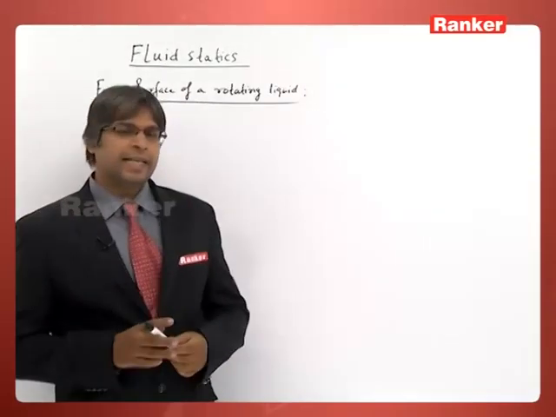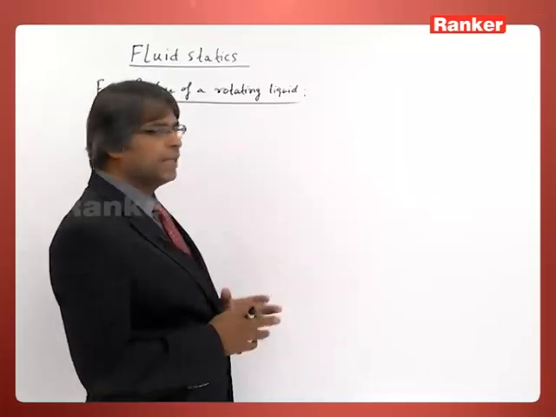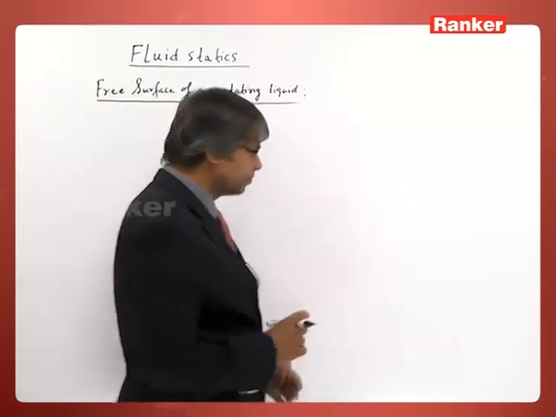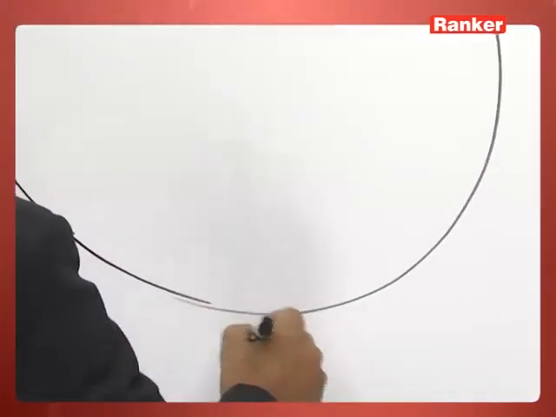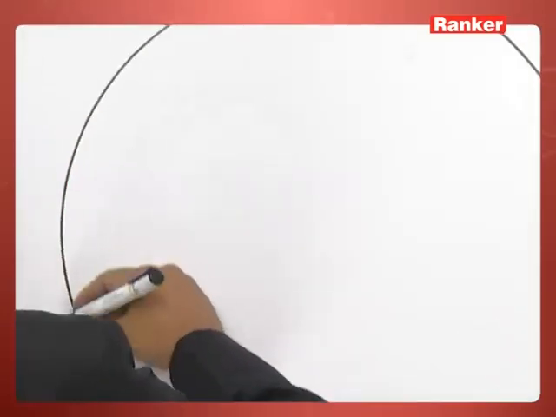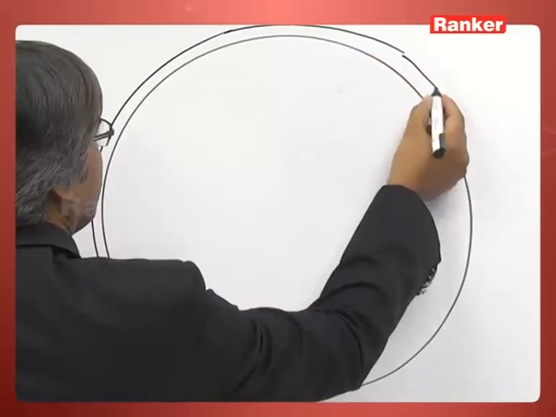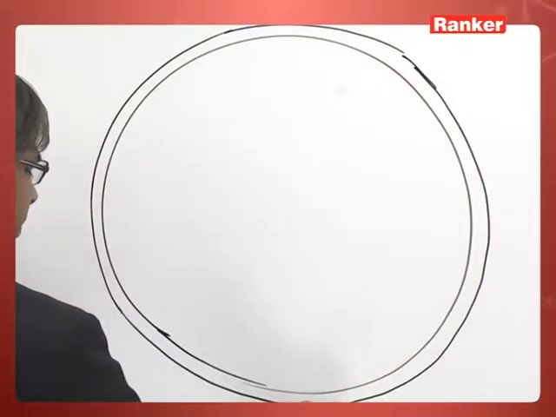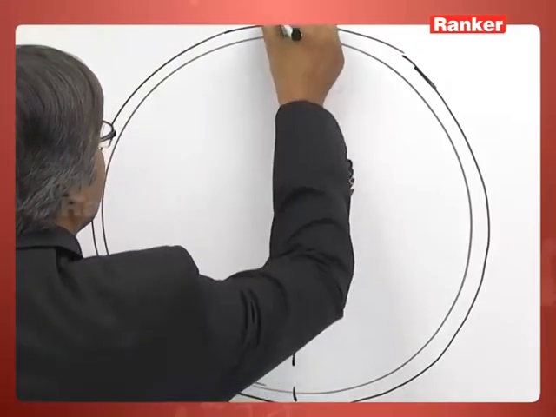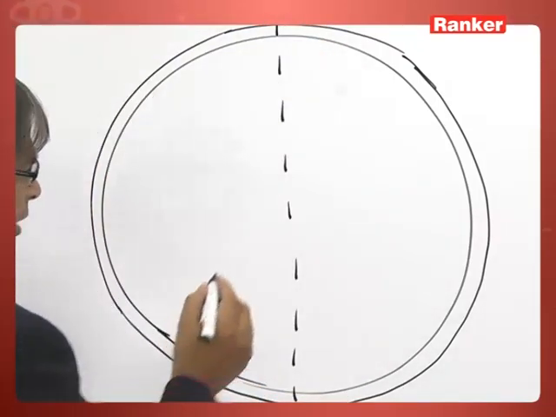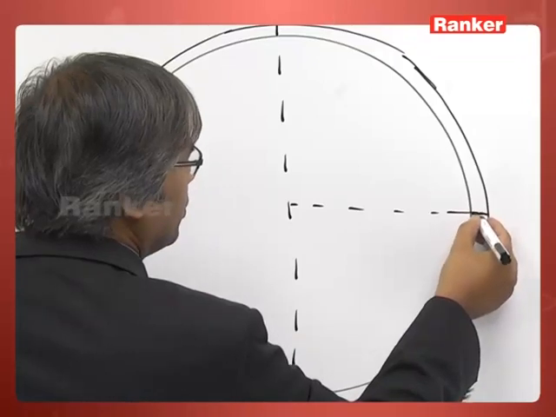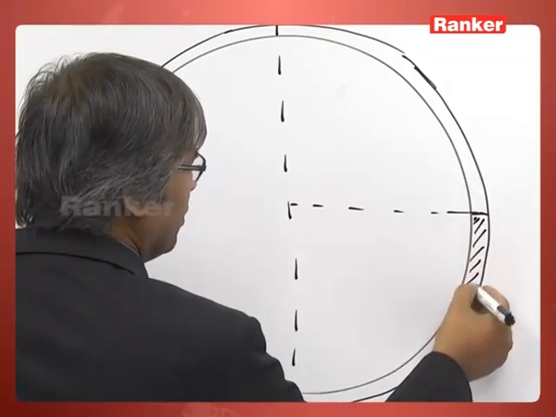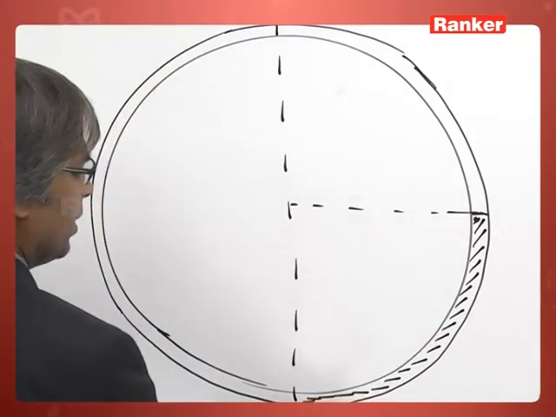Let us see. Now, let us take an example where I am going to use the idea of the free surface of a rotating liquid. So, we have a circular tube in which we have some liquid. This circular tube contains a liquid, and this tube is going to be rotated about its diameter. So, this is the diameter, and initially the tube occupies this portion only. So, this is the liquid initially, which is a quadrant of a liquid.